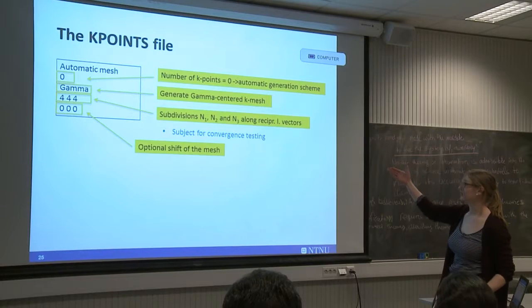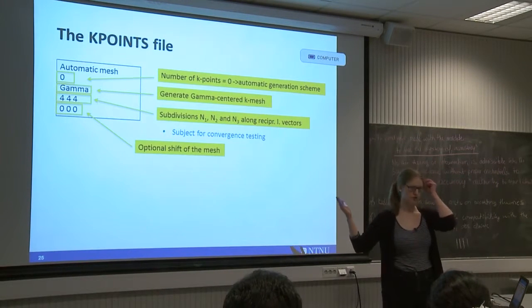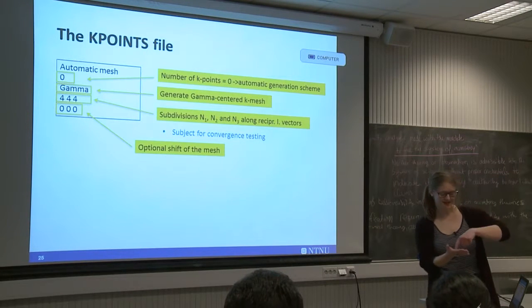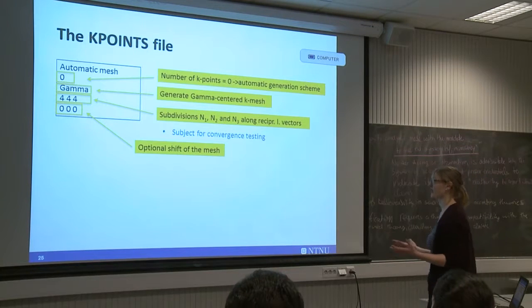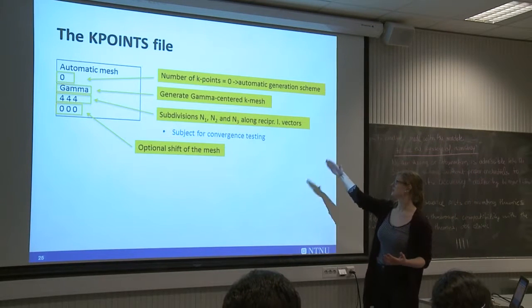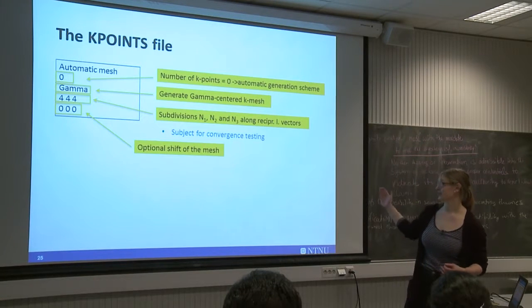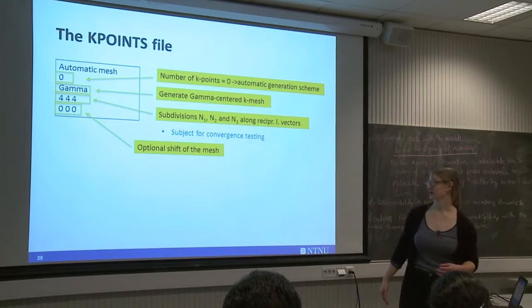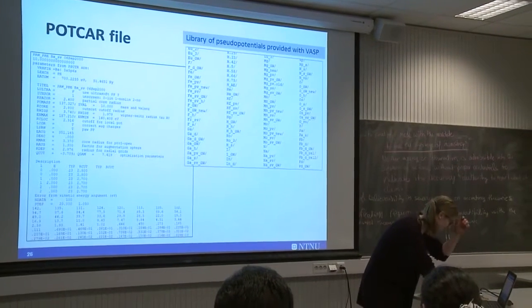And the other thing here is that I specify that I want to generate a gamma-centered mesh. The gamma point just denotes the central point in your reciprocal space, nothing more fancy. And then just subdivisions of k-points along each of the reciprocal lattice vectors. And this is also a subject for convergence testing.